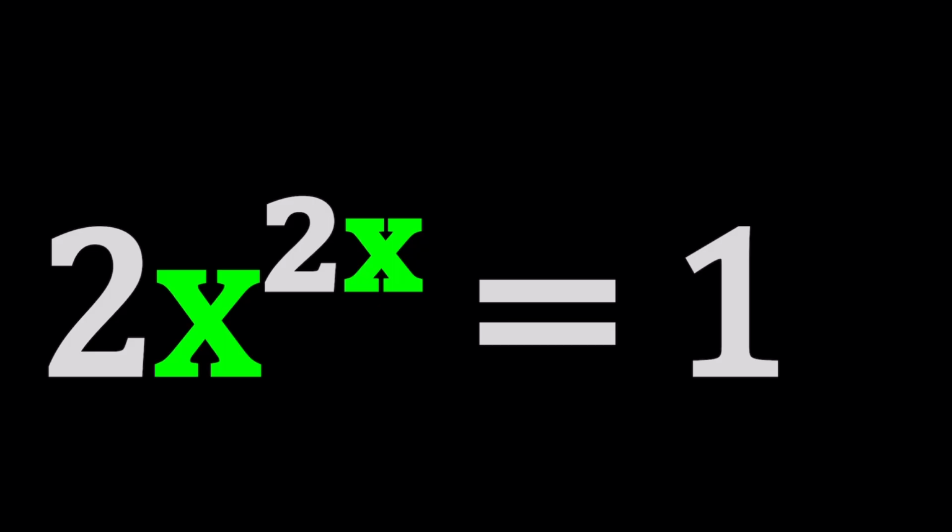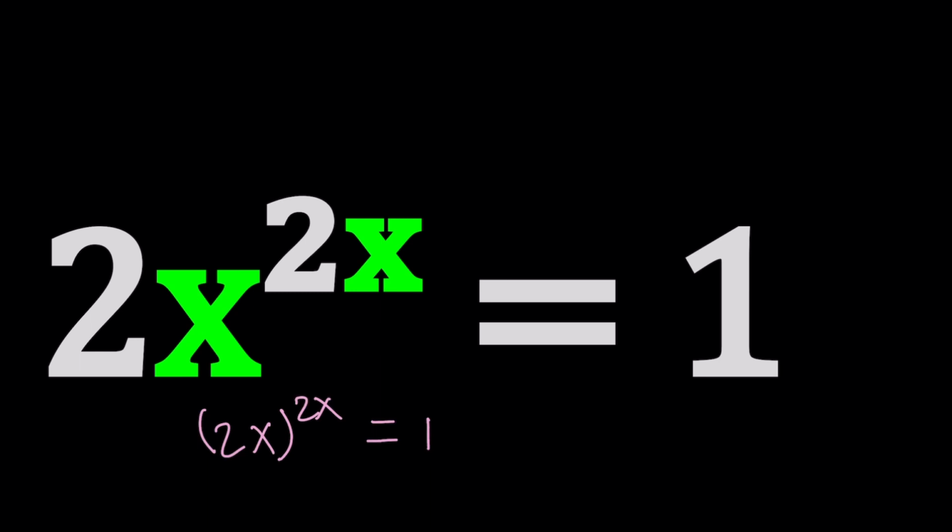Now, before we start solving this problem, I want to make one thing clear. This expression is not meant to be the quantity 2x to the power 2x equals 1. Because in that case, the base would be 2x and the exponent would also be 2x, right? And you probably would know the answer. 2x would be 1, x would be 1/2.